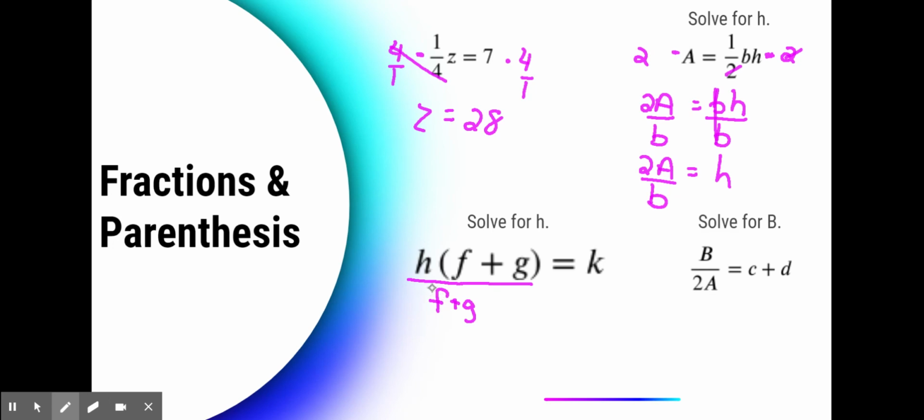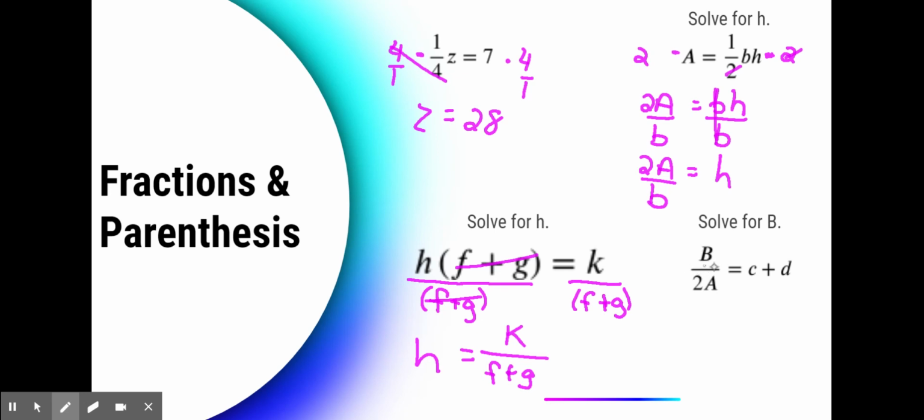Now, you can leave that in parentheses if you want. It's not really wrong on this if you don't, but if it would help you to not forget that that is grouped, you can do that. So I end up, this F plus G and this F plus G cancel, and I have H equals K over F plus G. And in that case, you can write the parentheses or not because the fraction bar, remember, is a grouping symbol.